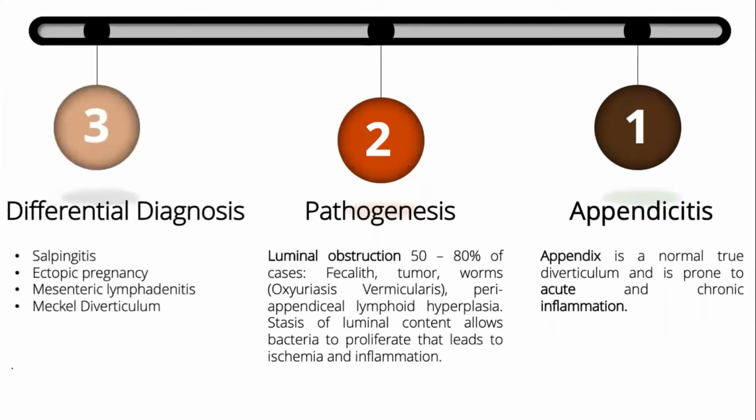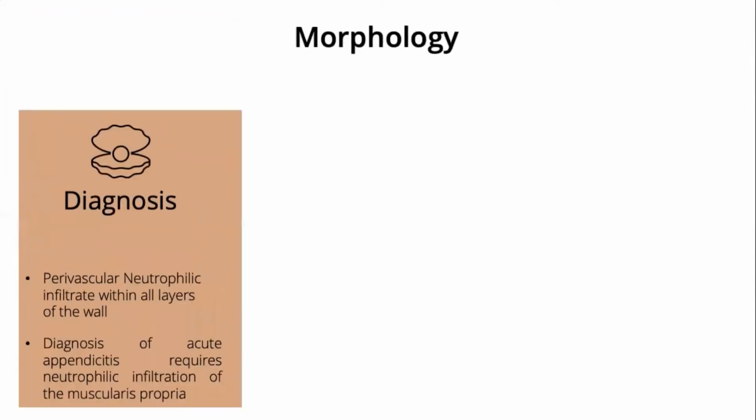Your differential diagnosis will be salpingitis, ectopic pregnancy, mesenteric lymphadenitis, and Meckel's diverticulum. What about the morphology? For diagnosis, you will find perivascular neutrophilic infiltrate within all layers of the wall, and we will see this in the coming slide. Number two, to diagnose, you need to find neutrophil infiltrate of the muscularis propria.